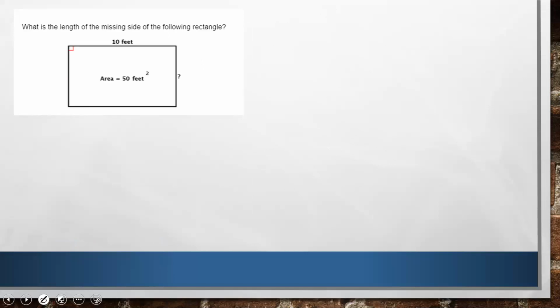This one says, what is the length of the missing side of the following rectangle? Now we're given area. Before, we were told that area was equal to our width times our length. Now we know our width in this case is 10 and our area is 50. So let's fill it out. So 50 equals 10 times L. We need to divide by 10. And we get 5 is equal to L.